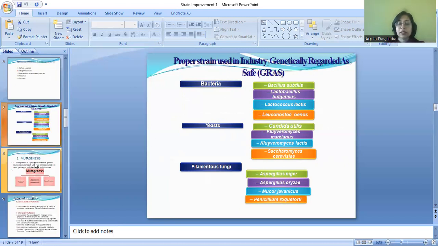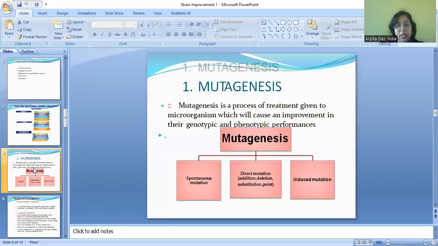Now we are going to discuss those methods which are being adopted for strain improvement. So that includes mutagenesis. Yes, mutagenesis is a process or a treatment given to the microorganism, which will cause an improvement in their genotype as well as phenotype performance.